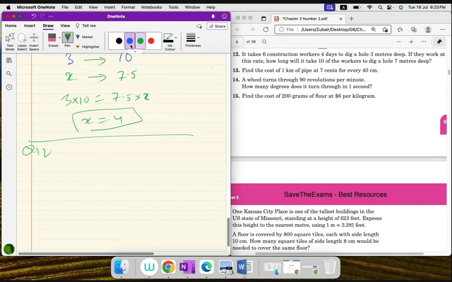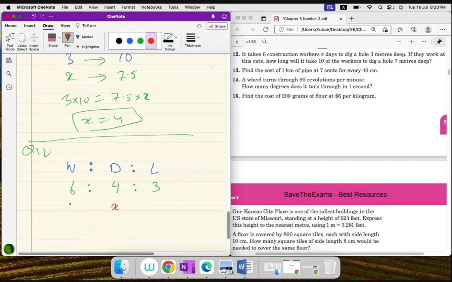First, we always write what the variables are. So we have workers, the second variable is the number of days, and the third variable is the depth. I'm writing length just to differentiate. So six construction workers take 4 days to dig 3 meters deep. And then it says if they work at this rate, how long will it take? The days are unknown.